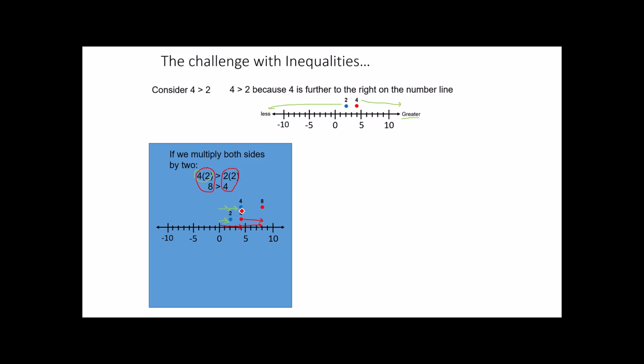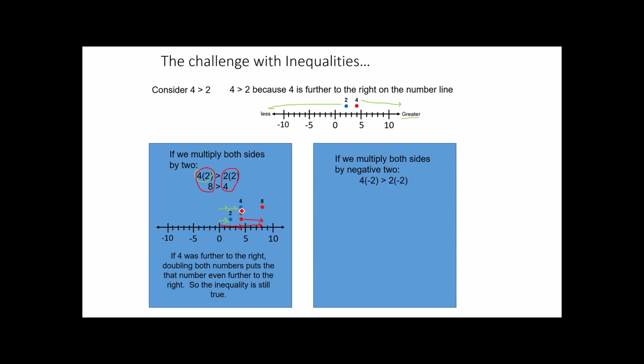Now that's a little convoluted. If you're having trouble understanding that, you may want to go back and listen to it again, because it is just a little bit tricky, but it is very important for what we're going to do next. Because if I come over here and do the exact same thing, but instead of multiplying by a positive 2, I multiply by a negative 2, I get negative 8 is less than negative 4.